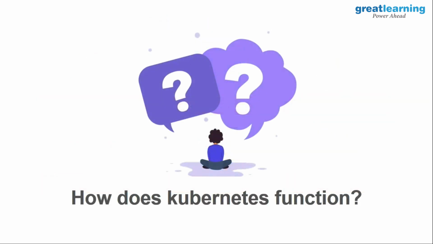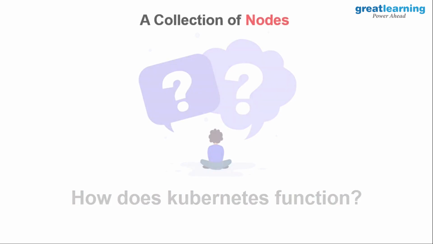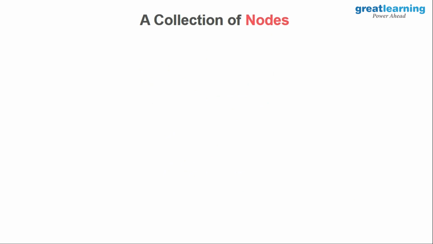So how does Kubernetes really function? Let us go ahead and understand how it does what it does. We know what it does, but we do not know how it does it. So let us look at the collection of nodes. When I say nodes over here, I'm trying to say servers. Individual servers will be called individual nodes. You will get to know why we call them such, and what the implication of this is.